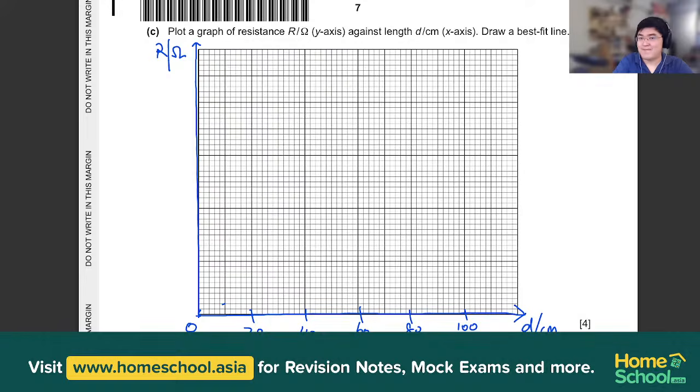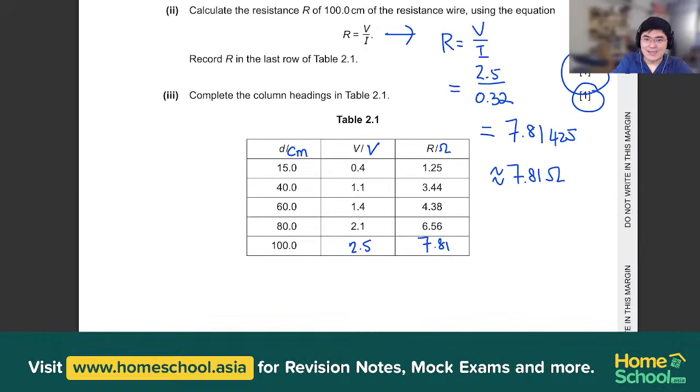Done. All right. Now let's look at our y-axis. What's the range of values? Over here, you have 1.25, 3.44, 4.38, and so on. The smallest value is 1.25, the largest value is 7.81. So this is almost at 8, right? 8 ohms. Here we can have about 1 ohm.